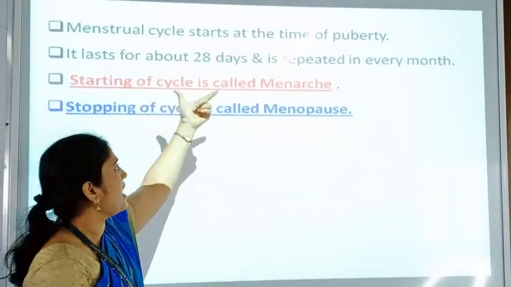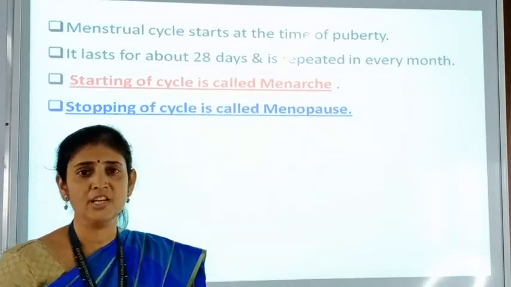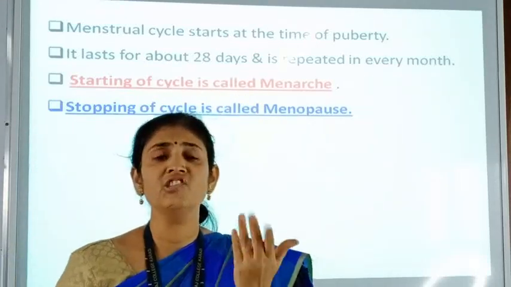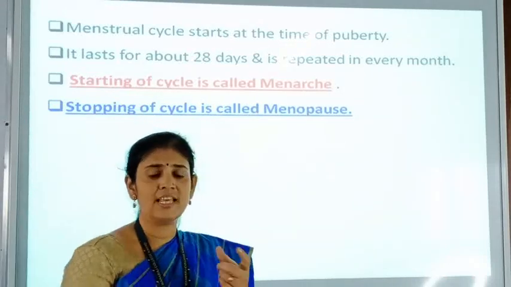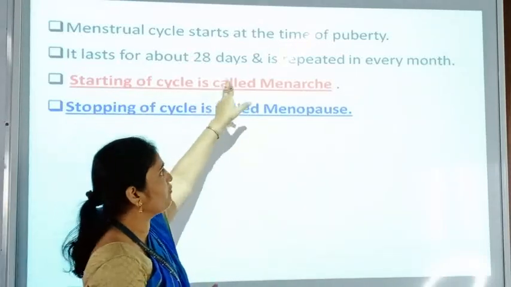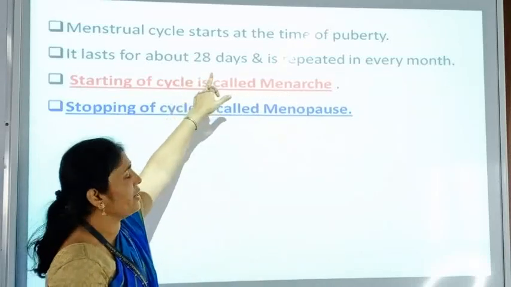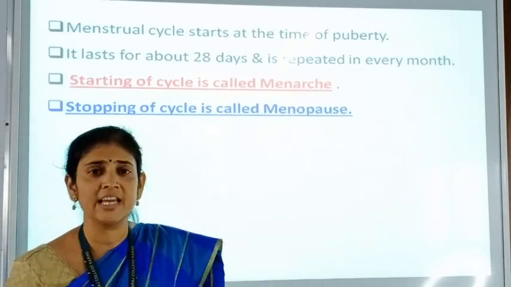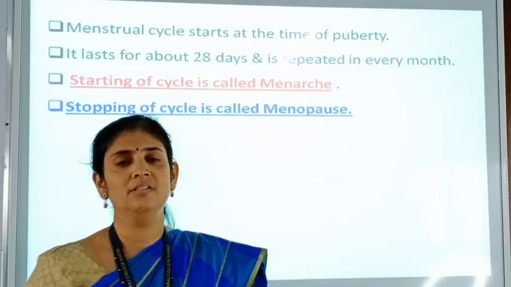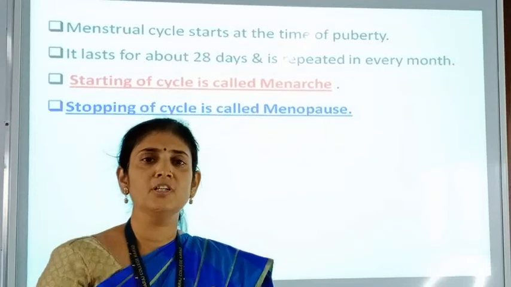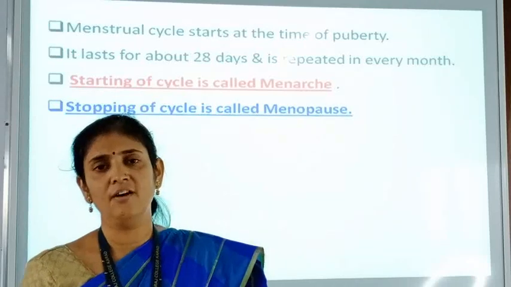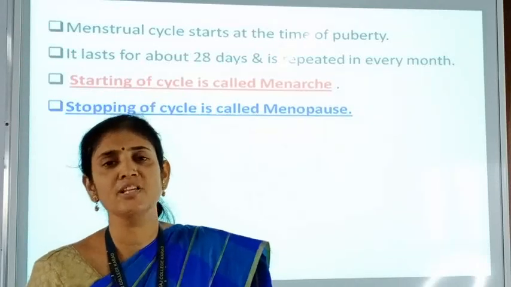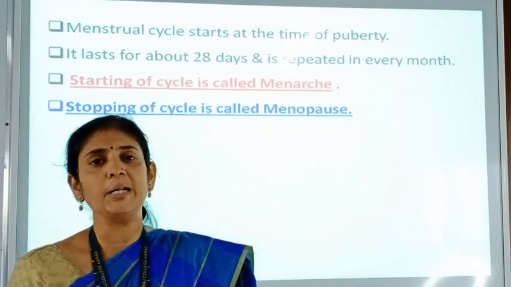Menstrual cycle starts at the time of puberty. म्हणजे वयात आल्यानंतर मुलींच्यामध्ये आपल्याला ही सायकल स्टार्ट झालेली बघायला मिळते, and this cycle is repeated in every month and it is about 28 days. This menstrual cycle continues cyclically from one month to the second month, about 28 days. After every 28 days, this menstrual cycle is going to be repeated.